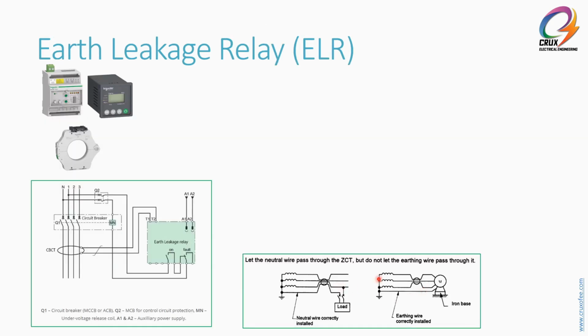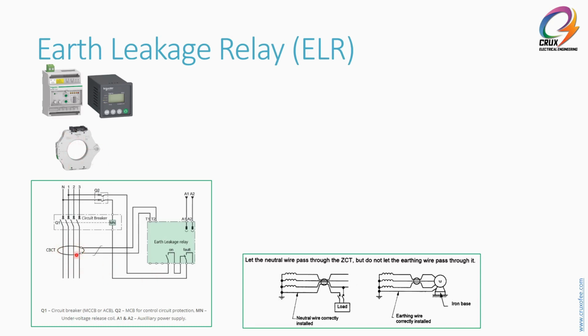Third is the earth leakage relay. This is the most commonly used, especially in industry. It consists of two parts: one is the monitoring relay itself, and the other part is the sensor.